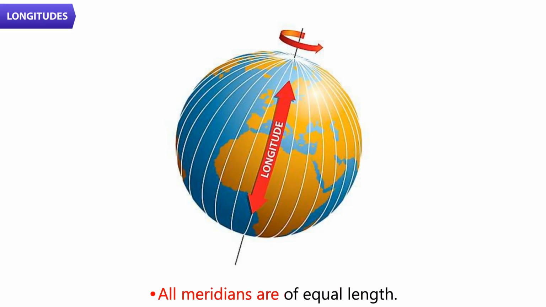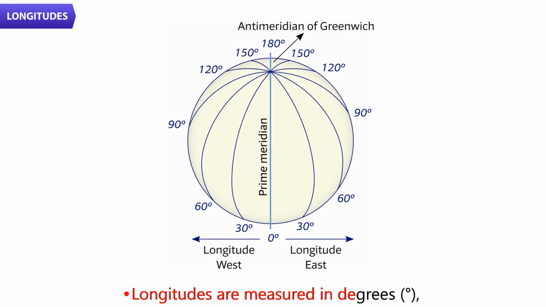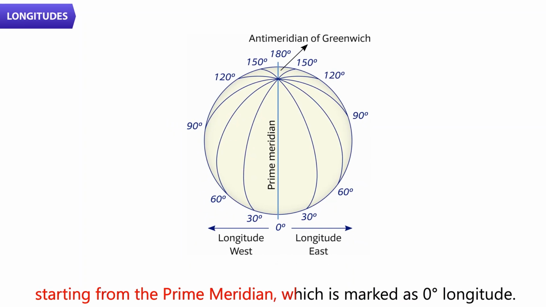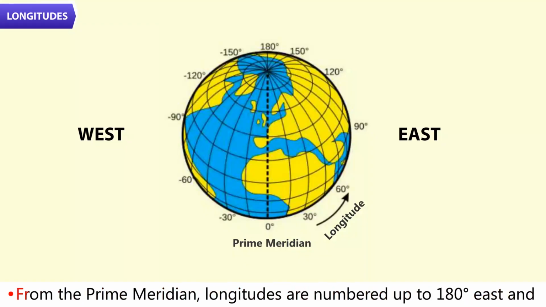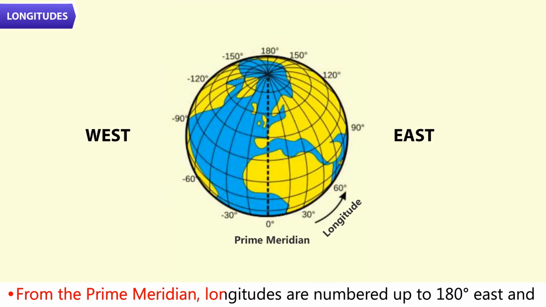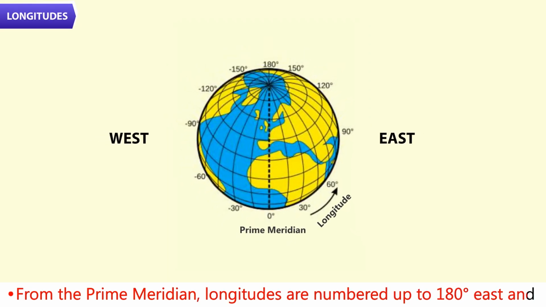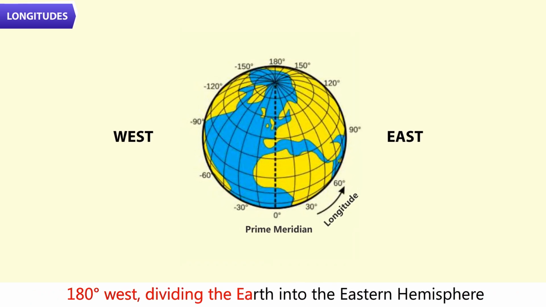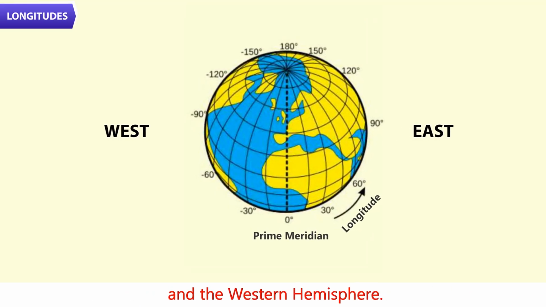All meridians are of equal length. Longitudes are measured in degrees, starting from the prime meridian, which is marked as 0 degree longitude. From the prime meridian, longitudes are numbered up to 180 degrees east and 180 degrees west, dividing the Earth into the eastern hemisphere and the western hemisphere.